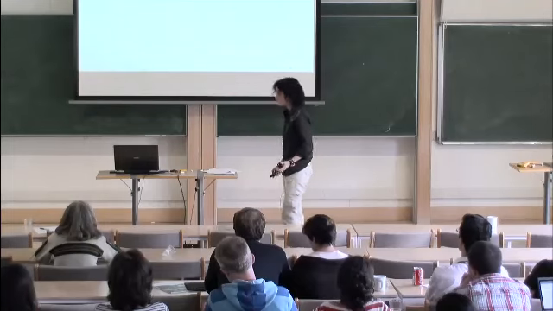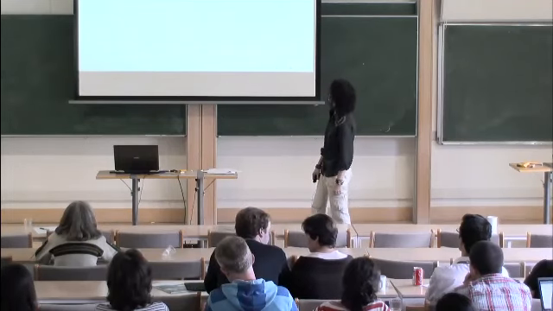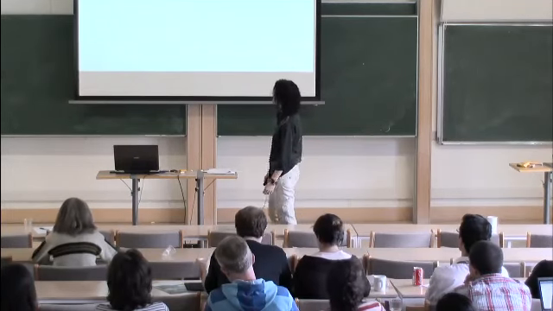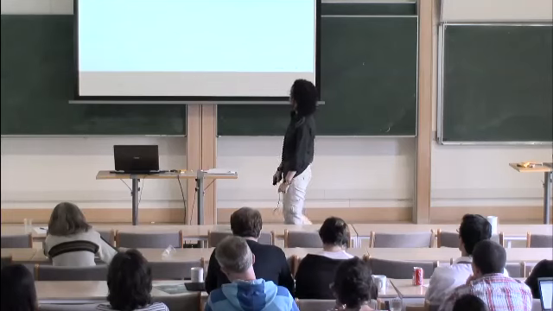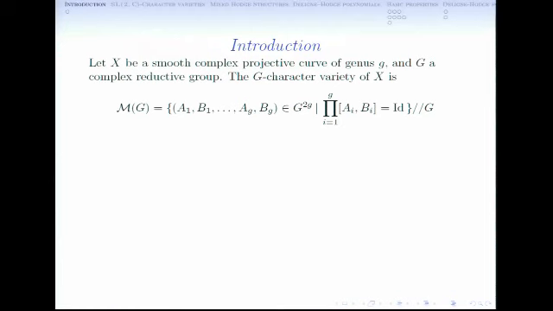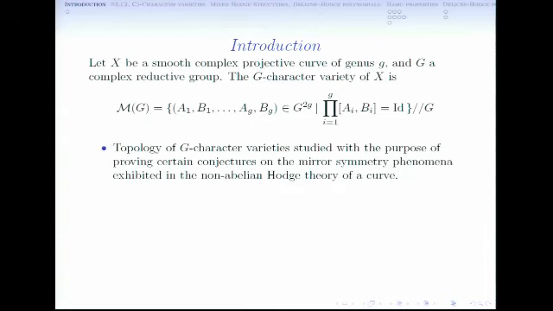X will be a compact Riemann surface of genus g, and G, let's say, a complex reductive group. Then the G character variety of X is the moduli of representations of the fundamental group of X into G. The topology of G character varieties has been studied extensively over the past 10 years, with the main purpose of proving certain conjectures on the mirror symmetry phenomena exhibiting the non-abelian Hodge theory of the curve.